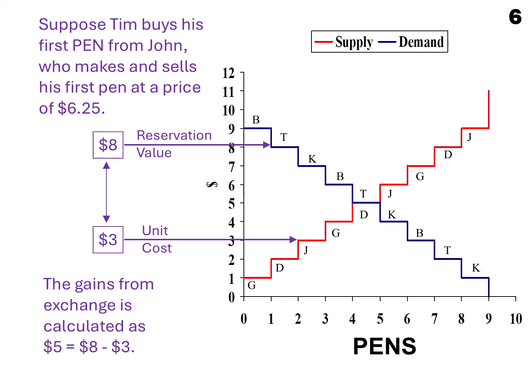Slide 6. In our market for pens, we consider the following exchange. Tim buys a pen from John for $6.25. This exchange consists of two transactions. Tim gives John $6.25, and John gives Tim a pen. This is what we could observe, but there is additional unobserved data. Tim just bought his first pen, which has a reservation value of $8, and John just sold his first pen at a unit cost of $3. Given this data, the gains from exchange can be calculated as $8 minus $3, which equals $5.